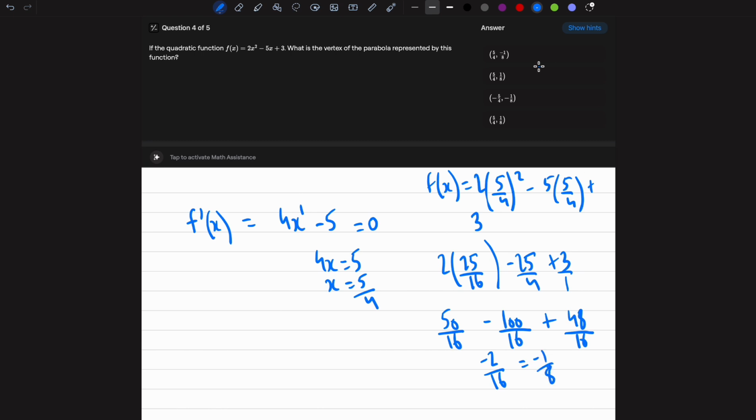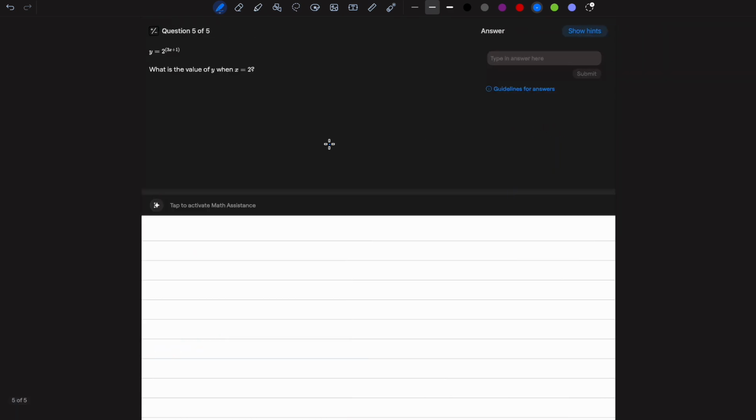So our answer should be 5 over 4 and negative 1 over 8. So let's check. And that is the correct answer. So let's go to the last question. So we have y is equal to 2 to the power 3x plus 1. What is the value of y when x is equal to 2?